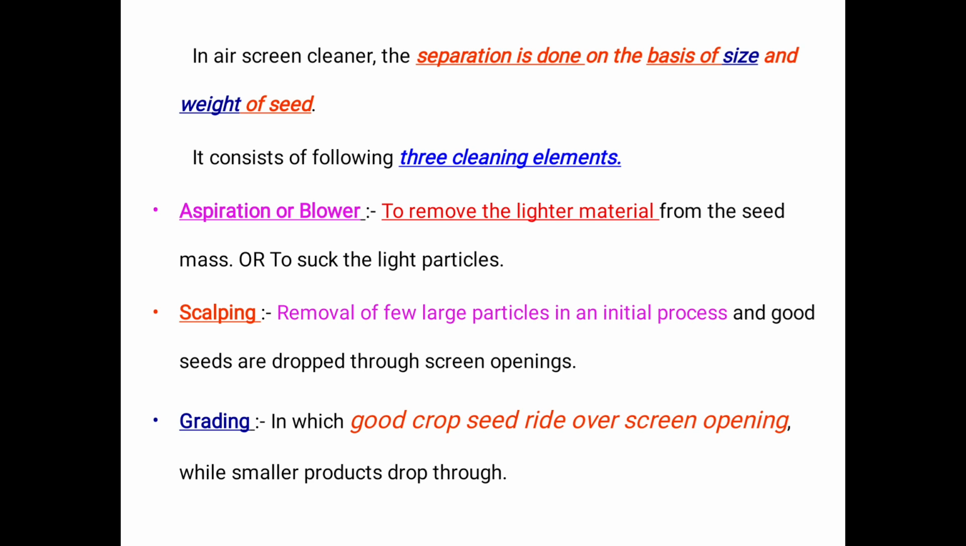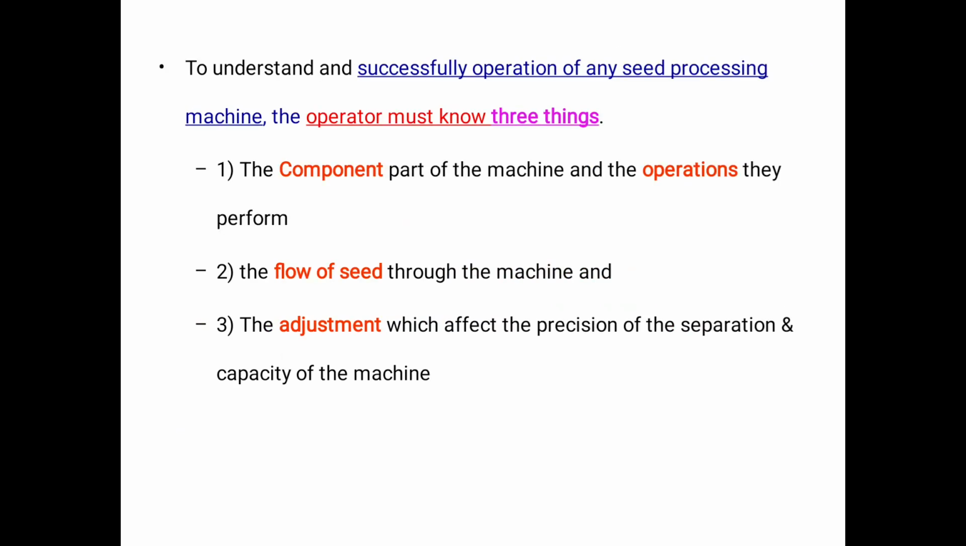Then the third one is grading, in which good crop seeds ride over the screen openings while smaller products drop through. It means that good seeds ride over the screens and are collected at the trough, and the smaller products are dropped through the particular screens.